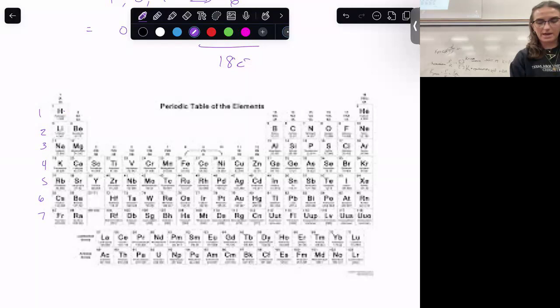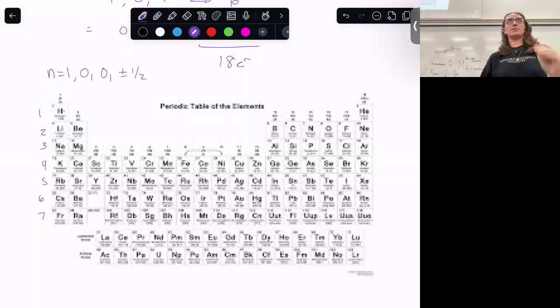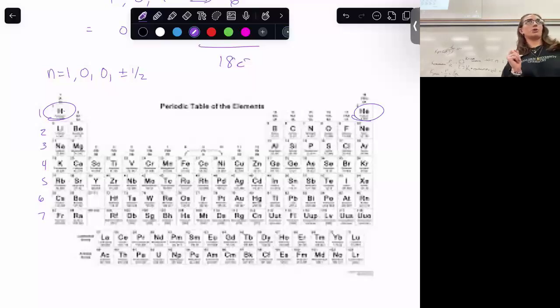So if n is equal to 1, that's our energy level. We said that the option for L is equal to 0. m sub L is equal to 0. m sub S can be plus or minus 1/2. So how many electrons can we define when n is equal to 1? 2. Where do we see those 2? In the first row of the periodic table.